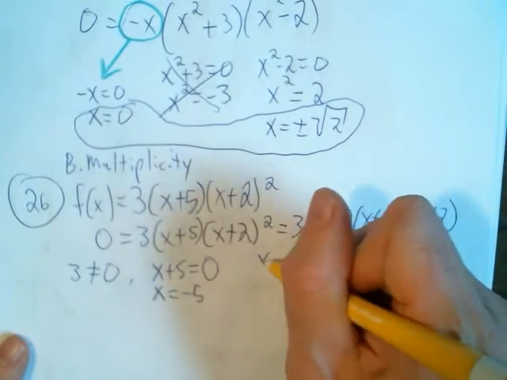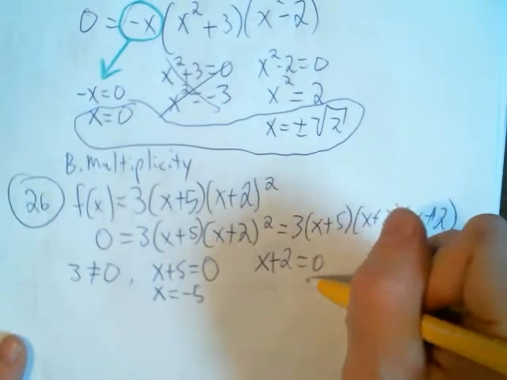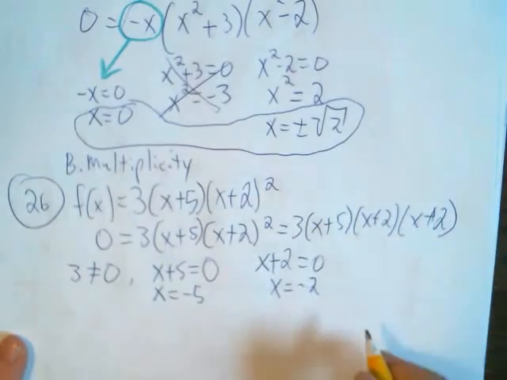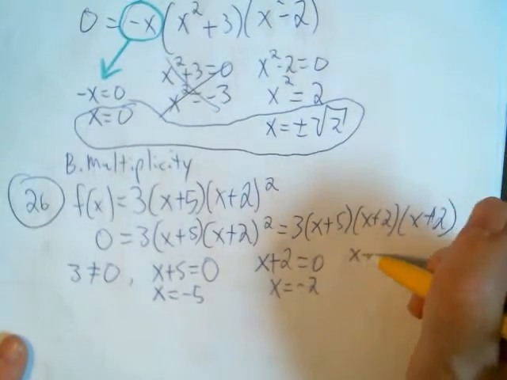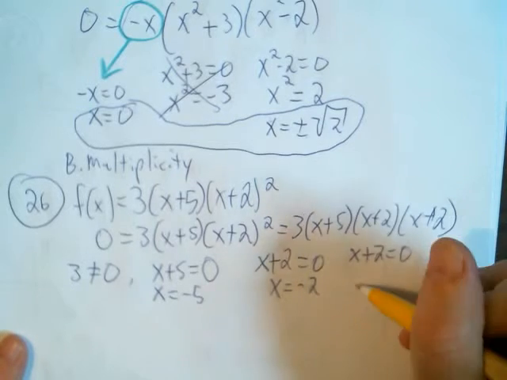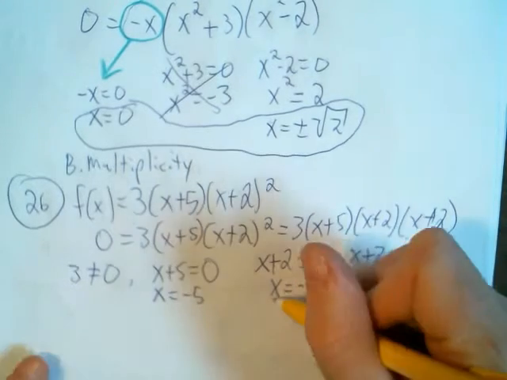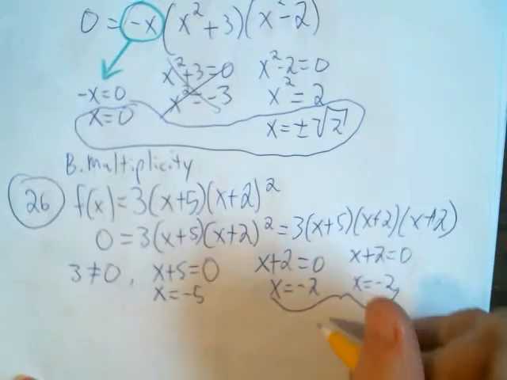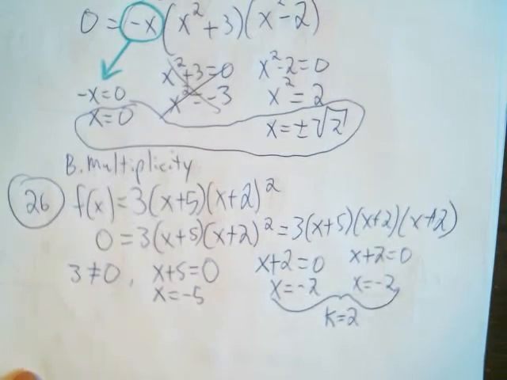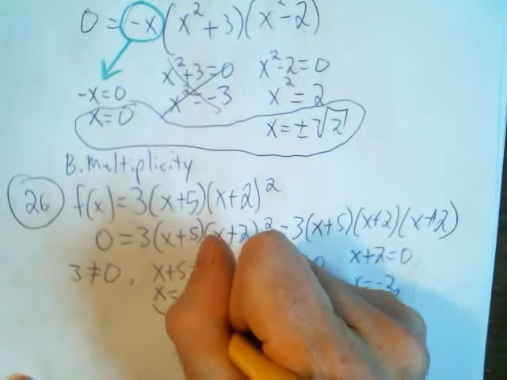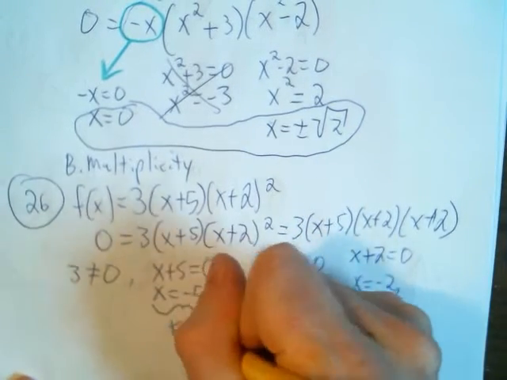Okay, so for x plus 2, you set it equal to 0, you get x is negative 2, certainly, but there's 2 of them. There's one for this, and then if you set it equal to 0, you get the same thing again. Okay, so what does that mean? Well, we're going to say that has multiplicity 2, and we'll write it with the variable k. So this guy has multiplicity just 1.